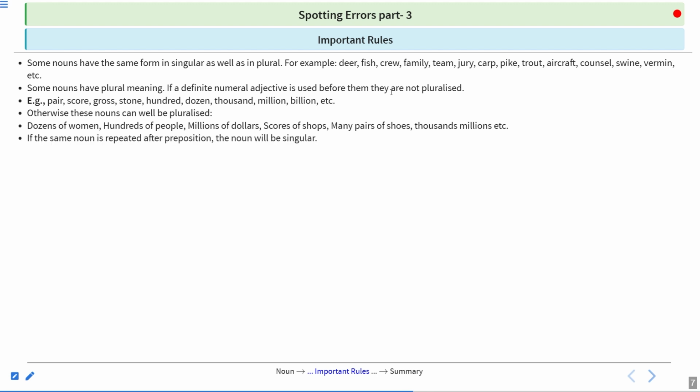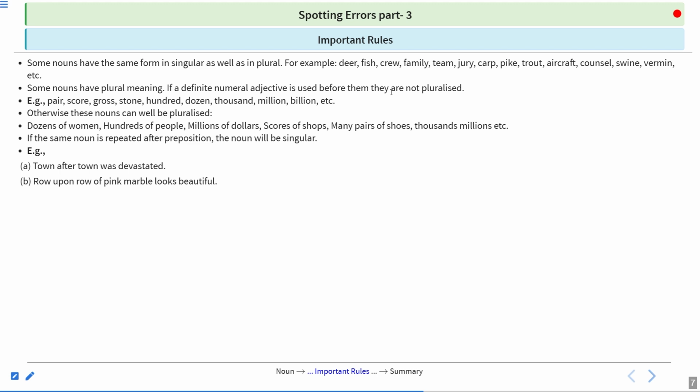If the same noun is repeated after a preposition, the noun will be singular. Example: town after town was. Here you have used after, which is a preposition, and before it we have used a noun, and after it we have used a noun as well. So it is in singular form, the one before and the one after.